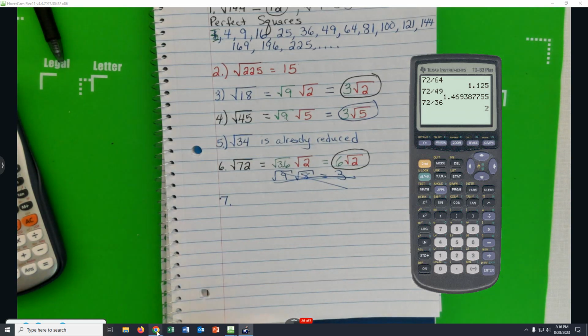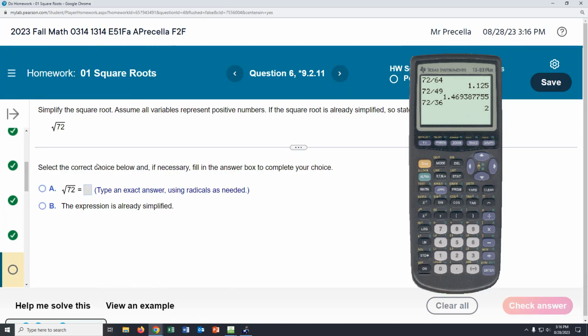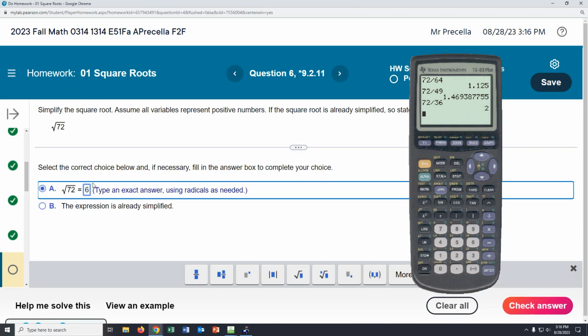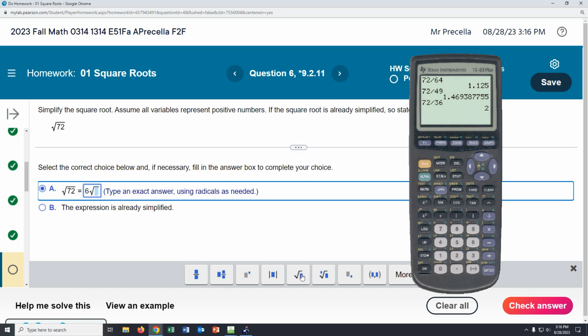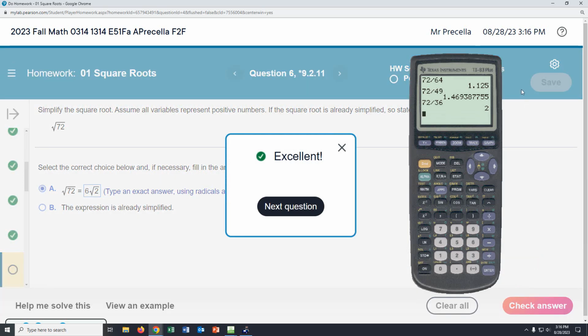So we come over, we'll punch in 6 square roots of 2. Any questions there?